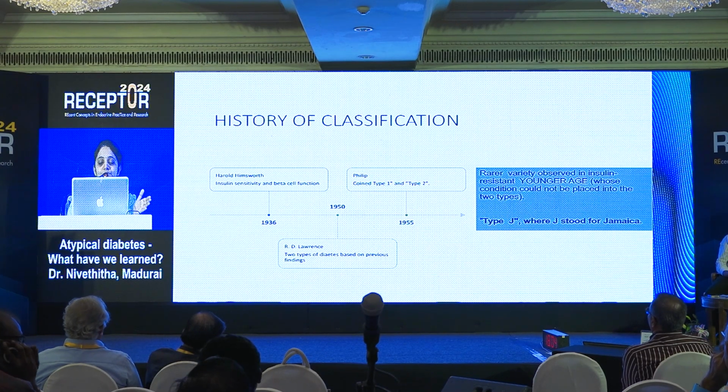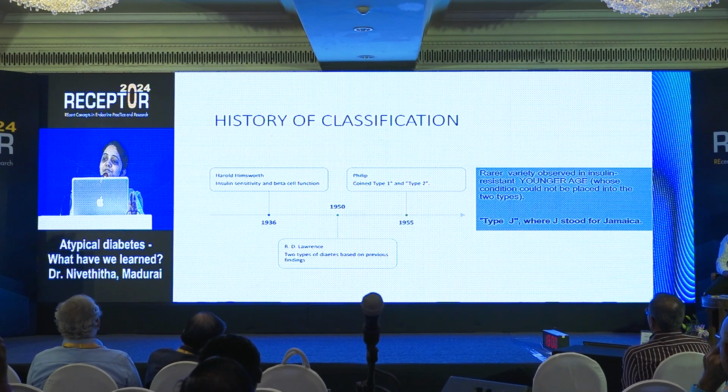Philip. Philip was from Jamaica, and even during those days, he had found out that there is a rare variety of diabetes in young patients who have insulin resistance. So he termed it type J diabetes, where J stood for Jamaica because he was from Jamaica.